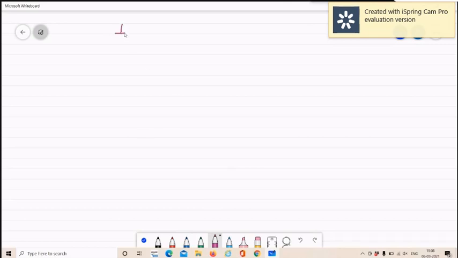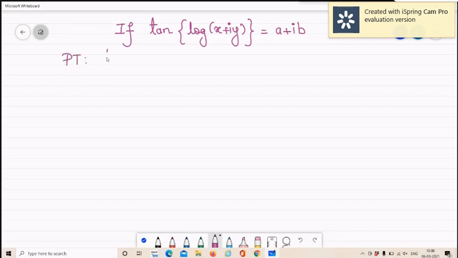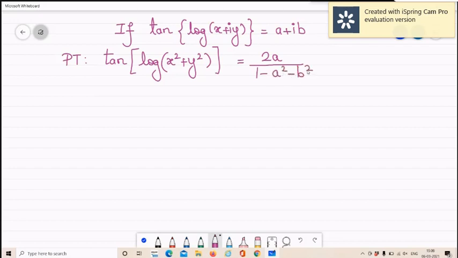So what is the question? It says that if tan(log(x + iy)) = a + ib, this is given to you, and they are telling us to prove that tan of the angle x² + y² is equal to 2a upon 1 − a² − b², where obviously your a² + b² should not be 1. Okay?